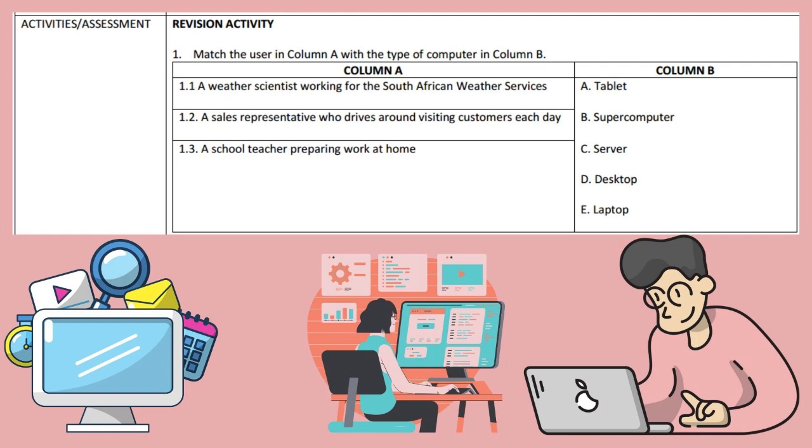Activity/assessment, revision activity. 1. Match the user in column A with the type of computer in column B. Column A, column B. 1.1 A weather scientist working for the South African Weather Services. A. Tablet. 1.2 A sales representative who drives around visiting customers each day. B. A supercomputer. 1.3 A school teacher preparing work at home. C. Server. D. Desktop. E. Laptop.